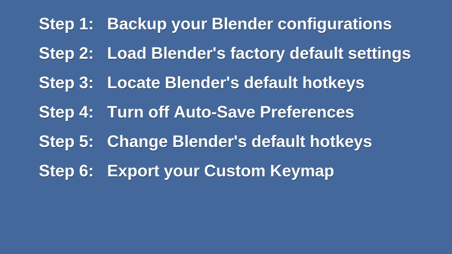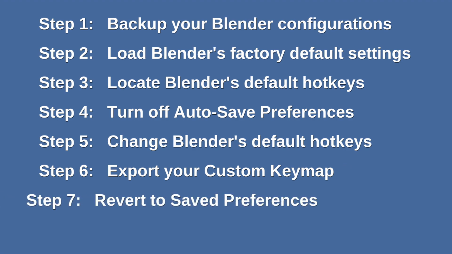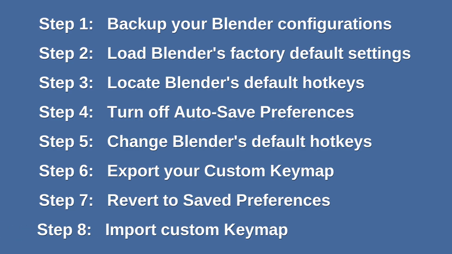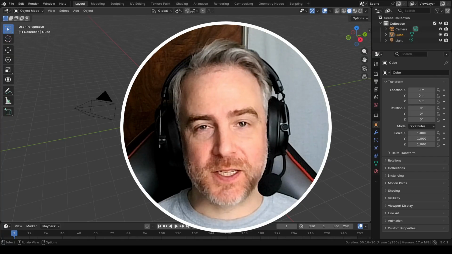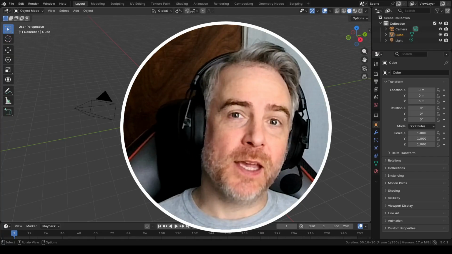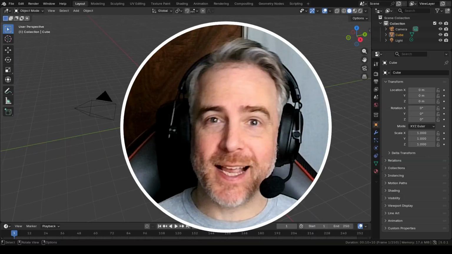Step 6 is to export your custom keymap without saving the preferences. Step 7 is where we revert to our saved preferences or restore our previous configurations. And finally, step 8 is where we import our custom keymap that we made with all of our hotkey changes. And like I said, this process is very buggy and must be done in the exact order of these 8 steps to avoid headaches, heartaches, and tears.